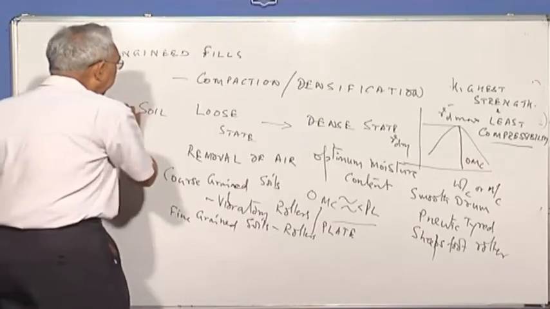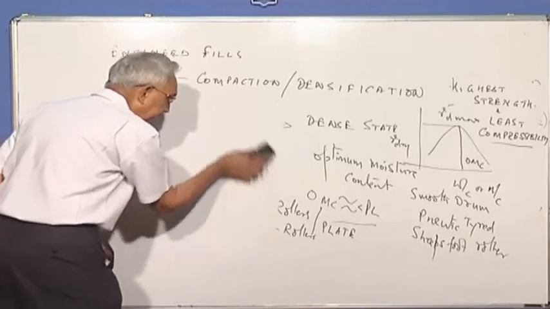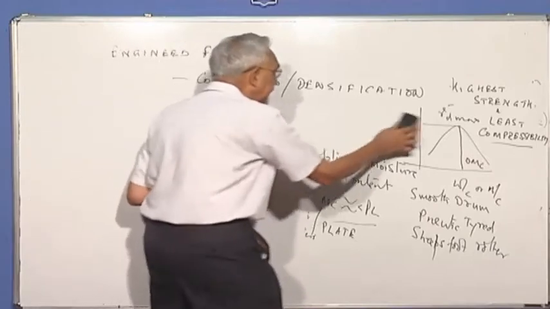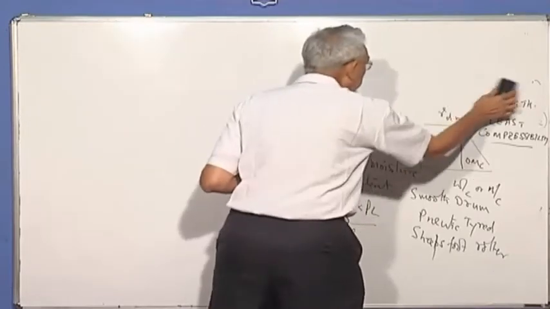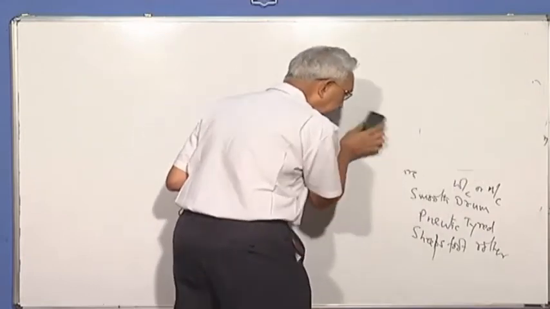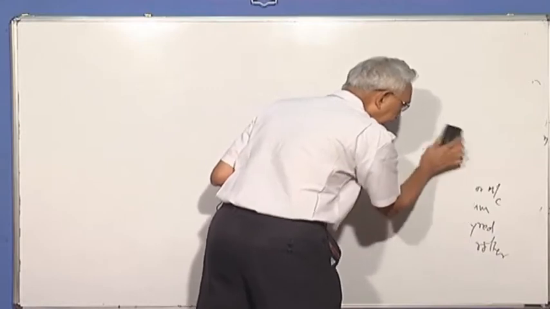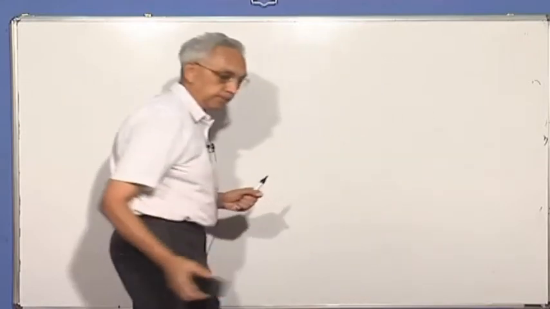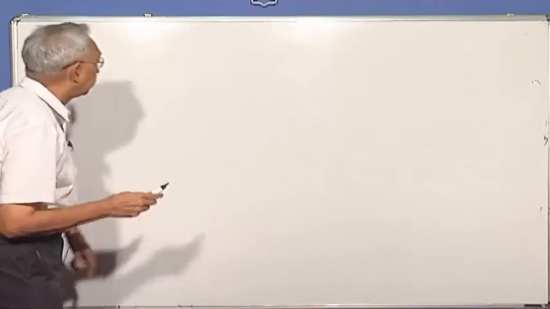And then, of course, finally, we looked at how to maintain quality by measuring the density in the field by core cutter method, sand replacement, etc. We also had to make sure that the water content is as prescribed. This is how we studied under Module 1.